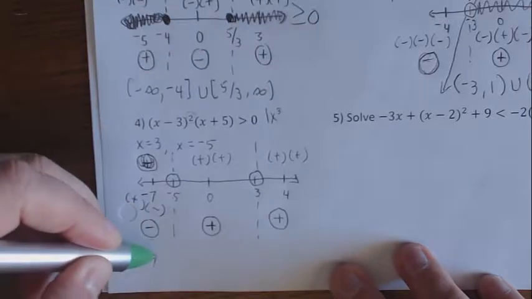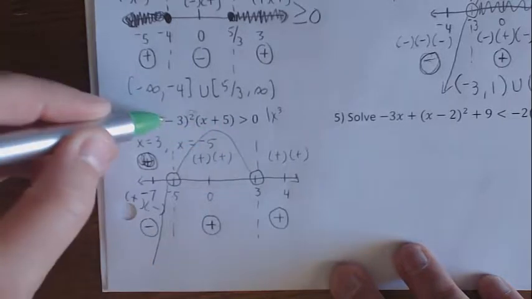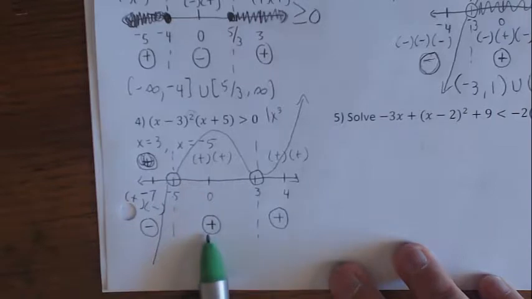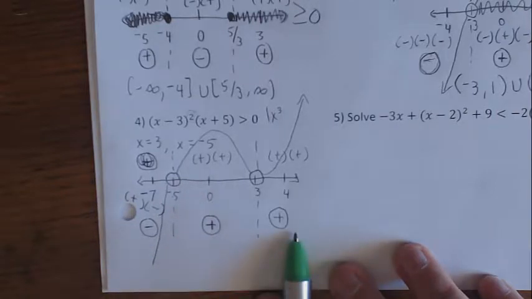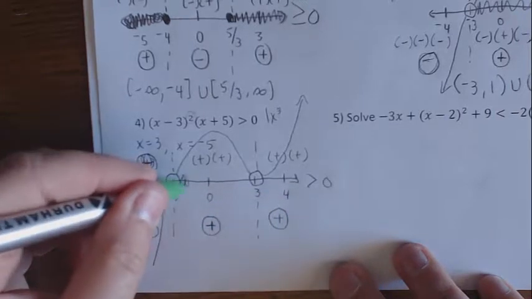Okay, so if you were to graph it, it would go straight through the 0 at -5, right? It'd turn around, but when it got to 3, it would bounce back up. So you can see that the graph is above the x-axis from -5 to 3 and from 3 to 4. So that's why that's happening.